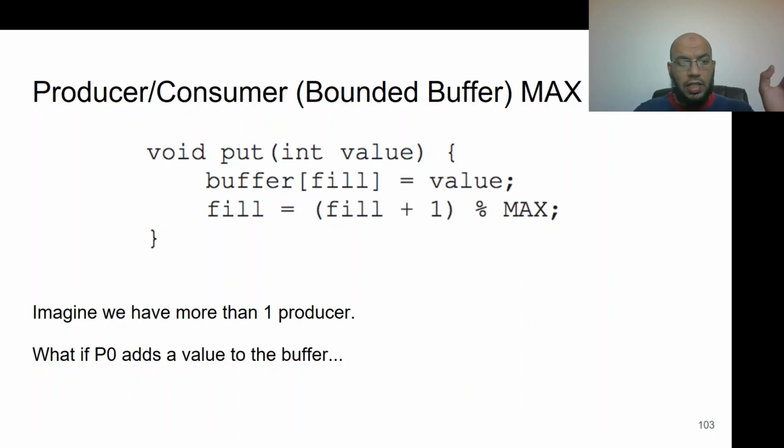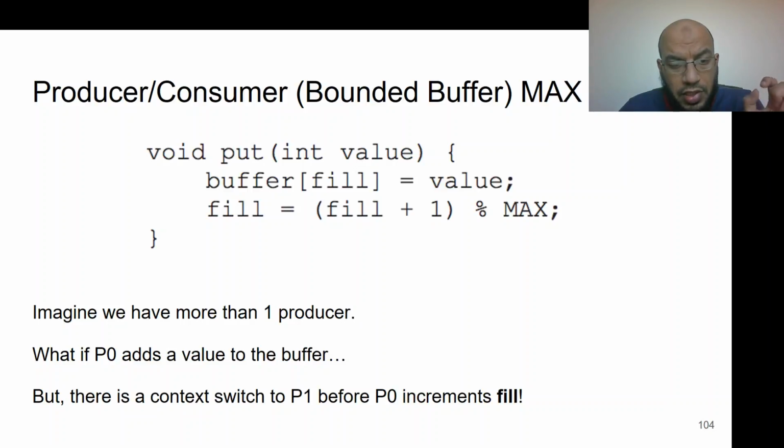Basically imagine that we have more than one producer and P0 adds a value to the buffer, and then there's a context switch to P1 before P0 increments fill, because fill is not protected here. Or imagine that you have the buffer overflowing. Buffer overflow is when you fill the buffer and you go to the first element and start filling it in the opposite direction before the data gets consumed. In this case, because fill is not protected by any synchronization mechanisms, it gets problematic.